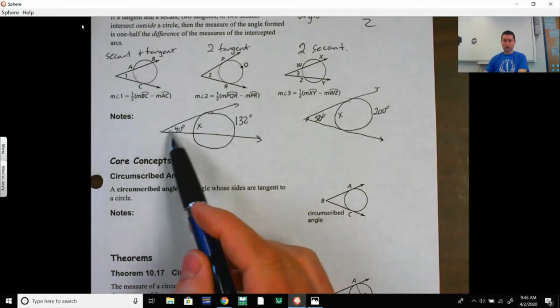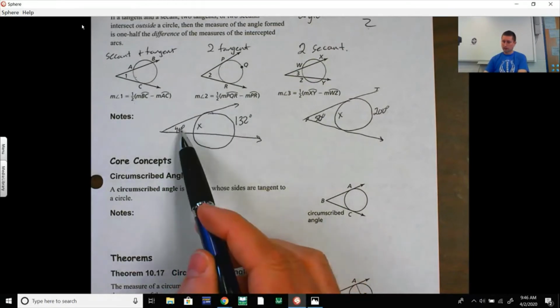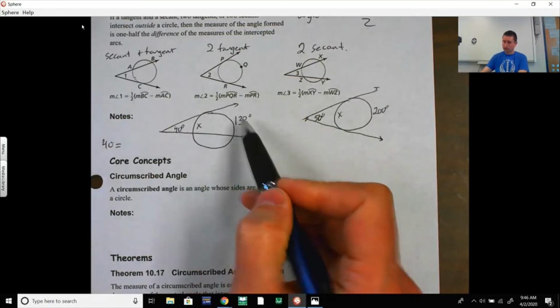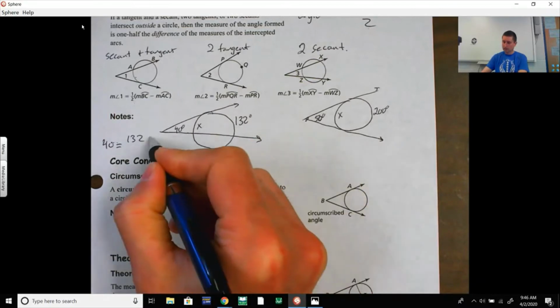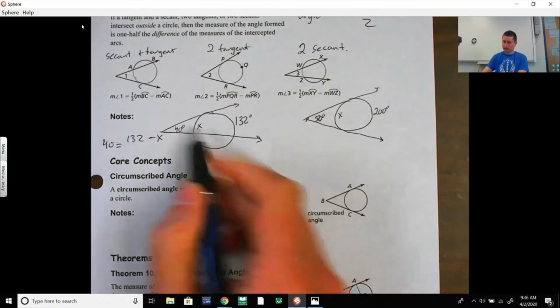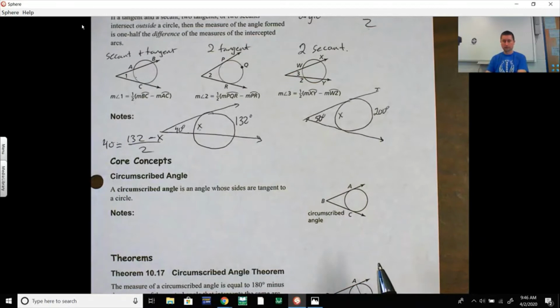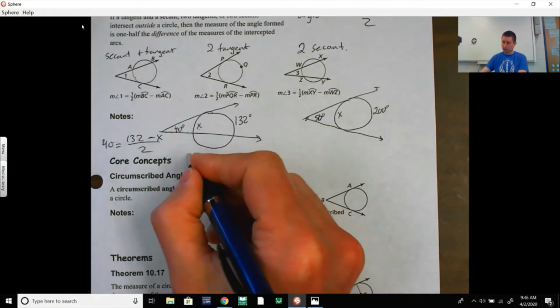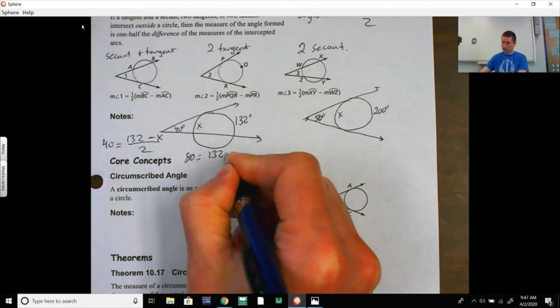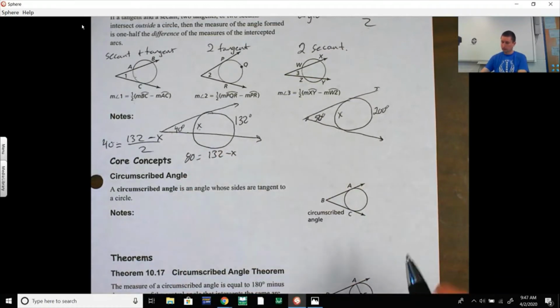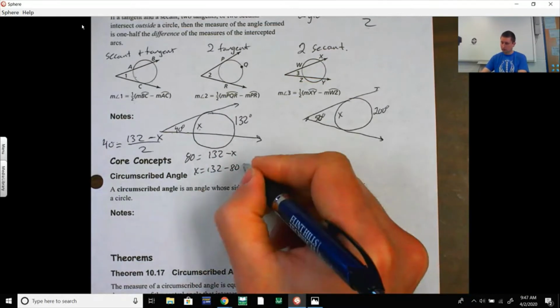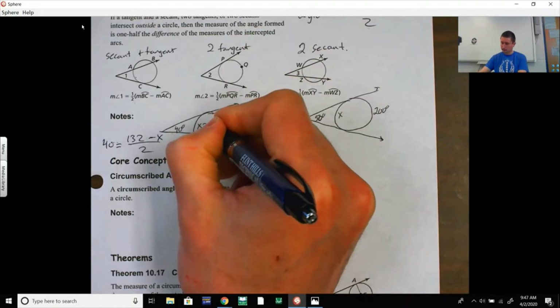So here, my point is outside the circle. I have 2 arcs. My angle is given, so 40 equals the outside arc, 132, minus the inside arc, x, divided by 2. So angle equals outside minus inside divided by 2. Multiply the 2 over, so 80 equals 132 minus x. Solve for x: 132 minus 80, which is 52 degrees. So this one has to be 52 degrees.